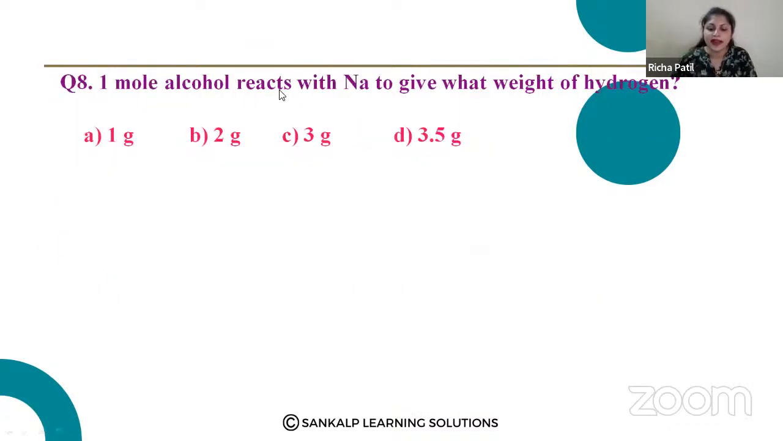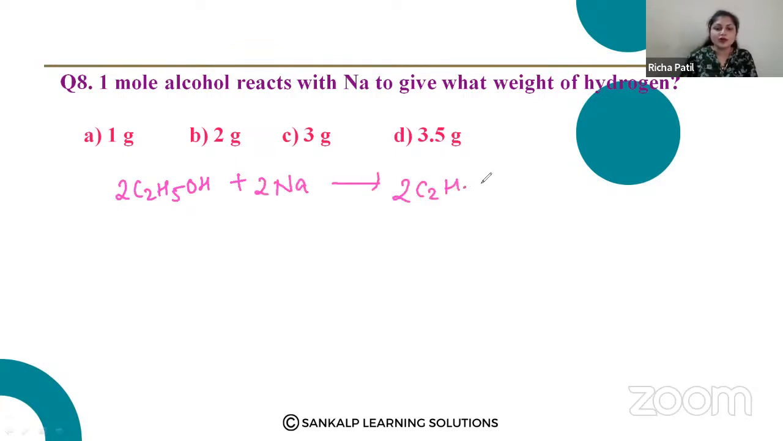One mole of alcohol reacts with sodium to give what weight of hydrogen? Okay, so we have to see. Now we'll write the reaction. If I write this general equation, ethyl alcohol reacts with sodium, giving you ethyl sodium alkoxide, right? It is a sodium alkoxide plus what is given? H2 will be liberated.